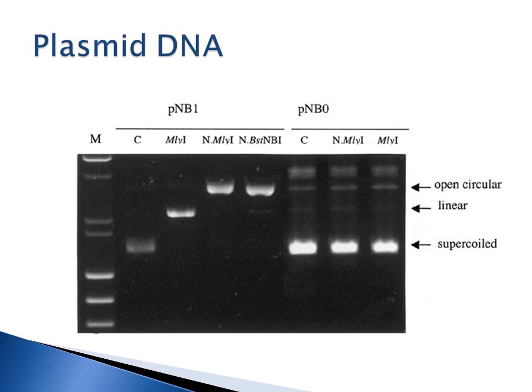So here's an example of plasmid DNA run on an actual gel. And on the left-hand side, M, that's your marker so you can determine your sizes. Your C is going to be your control, your plasmid. So on the left-hand side of this gel, you have the plasmid called NB1. And on the right-hand side, you have a plasmid called NB0. And so in the C lane, this is undigested plasmid DNA.